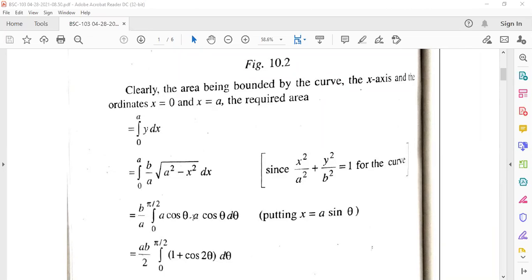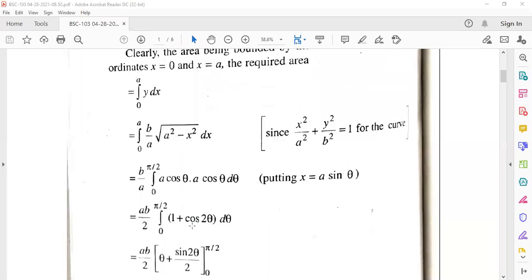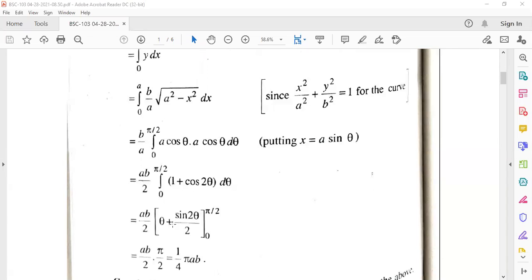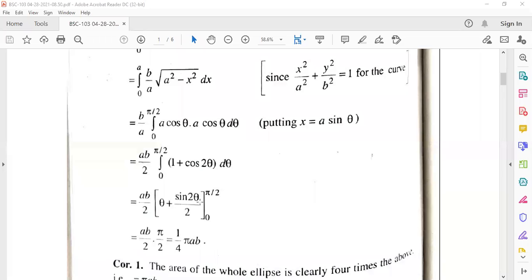So from here we got a square, then one a is cut, so ab, 0 to pi by 2, then cos square theta means 1 plus cos 2 theta by 2. This 2 comes out of the integration, that is ab by 2, 0 to pi by 2, 1 plus cos 2 theta d theta. Now we do the integration. For 1 it is theta, for cos 2 theta, the integration is sin 2 theta by 2, from 0 to pi by 2.